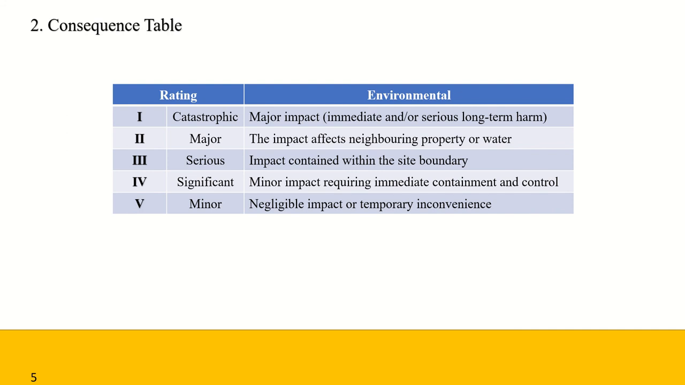This table provides an example of consequence scales for the environmental risk of excavation projects. Each of these ratings represents the ascribed environmental consequences. For example, catastrophic will be considered as major impact or serious long-term harm to the environment. Generally, you should review carefully the consequence scales you intend to use for each project to ensure they reflect the organization's objective and criteria for success.